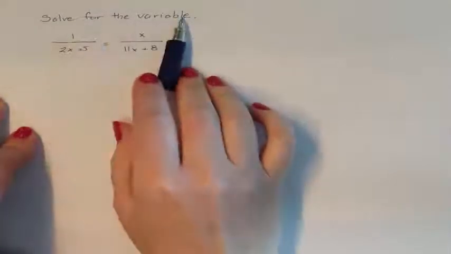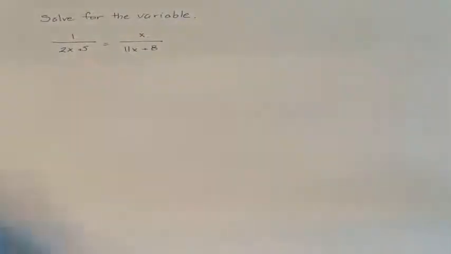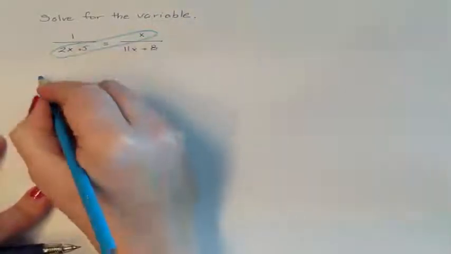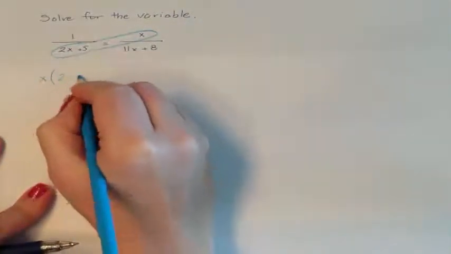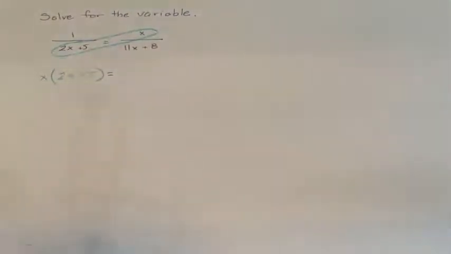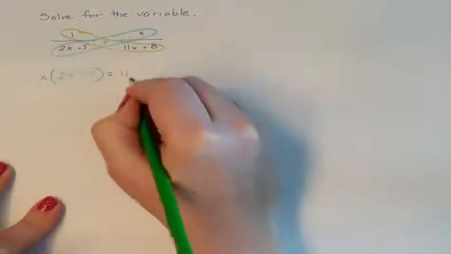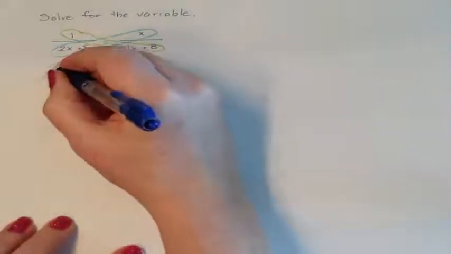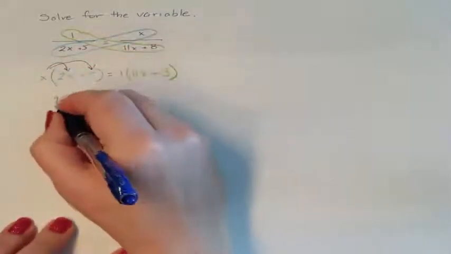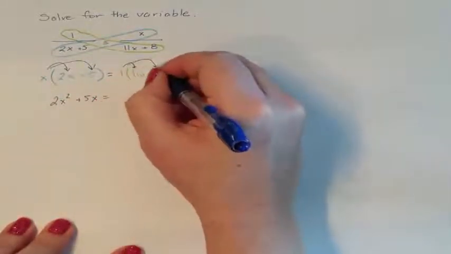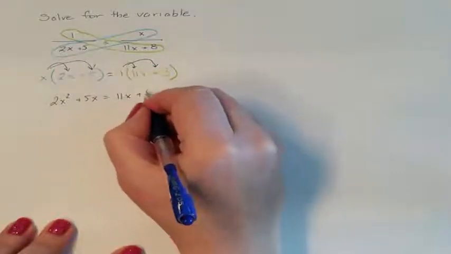So we're being asked to solve for the variable. So I have a proportion equal to another proportion. So we are going to cross multiply these. So I have x being multiplied to a 2x plus 5. And that is going to be equal to the other cross multiplication, which is 1 being multiplied to this 11x plus 8. So now I'm going to go ahead and distribute into the parentheses so I know what I have. So this is a 2x squared plus a 5x. Distribute into the parentheses, I have a 11x plus 8.